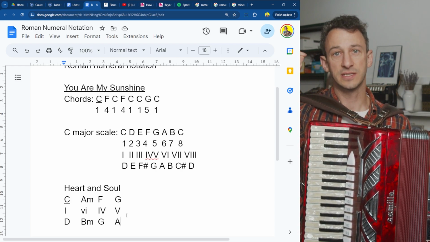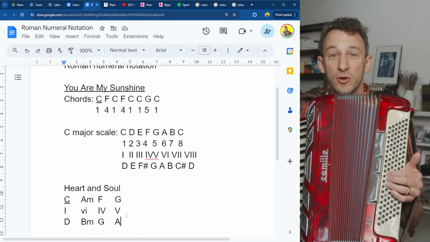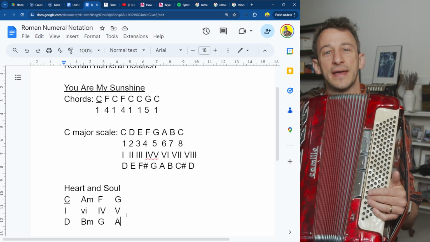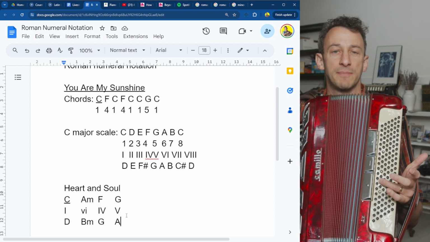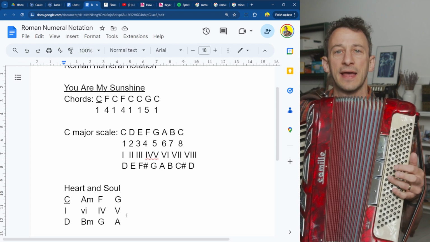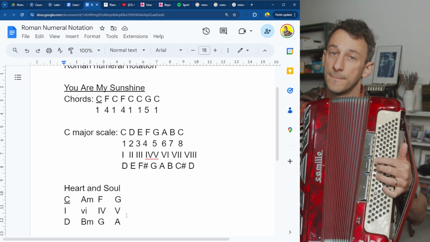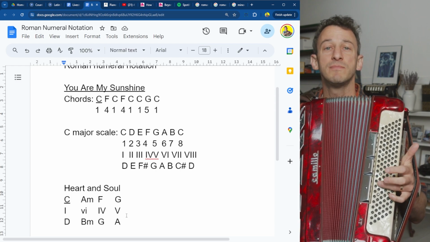1, 6, 4, 5. Let me show you the magic of the accordion, though. On the accordion, I don't care where I am. All I need to find is my 1, my B flat. And that same pattern that I had on C, I'm doing the same pattern.